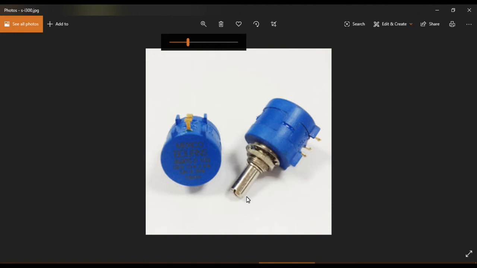If you move more turns, then only a small value of resistance will change at pin number 2. This is pin number 1, this is 3, and this is 2. Okay, for these types of resistors.